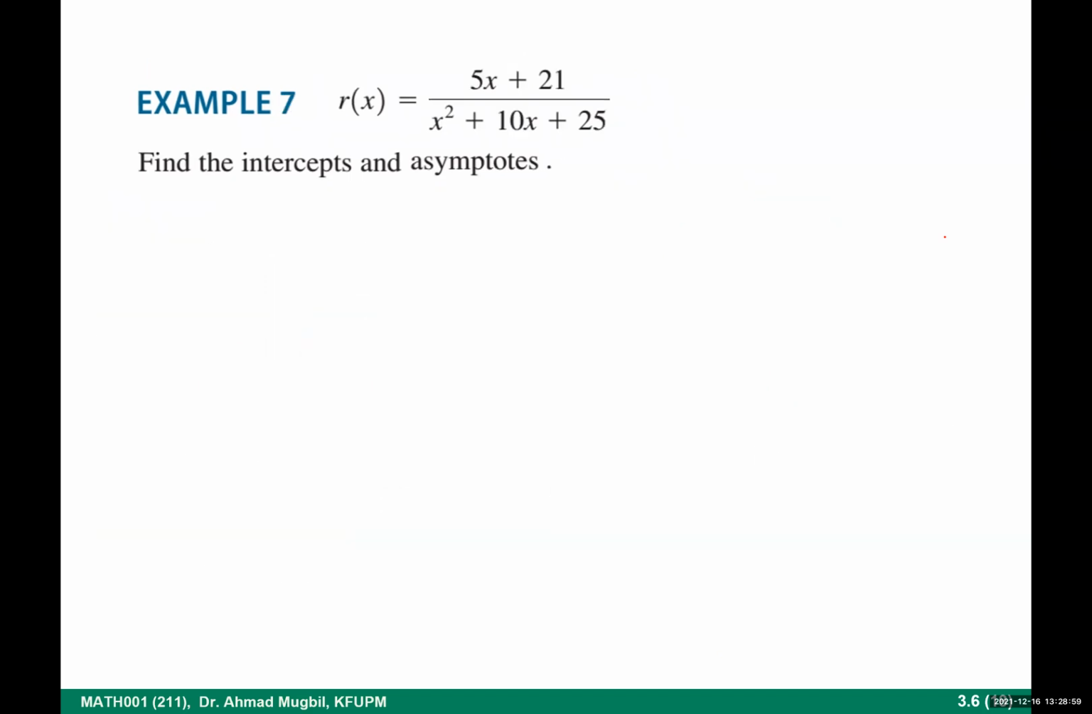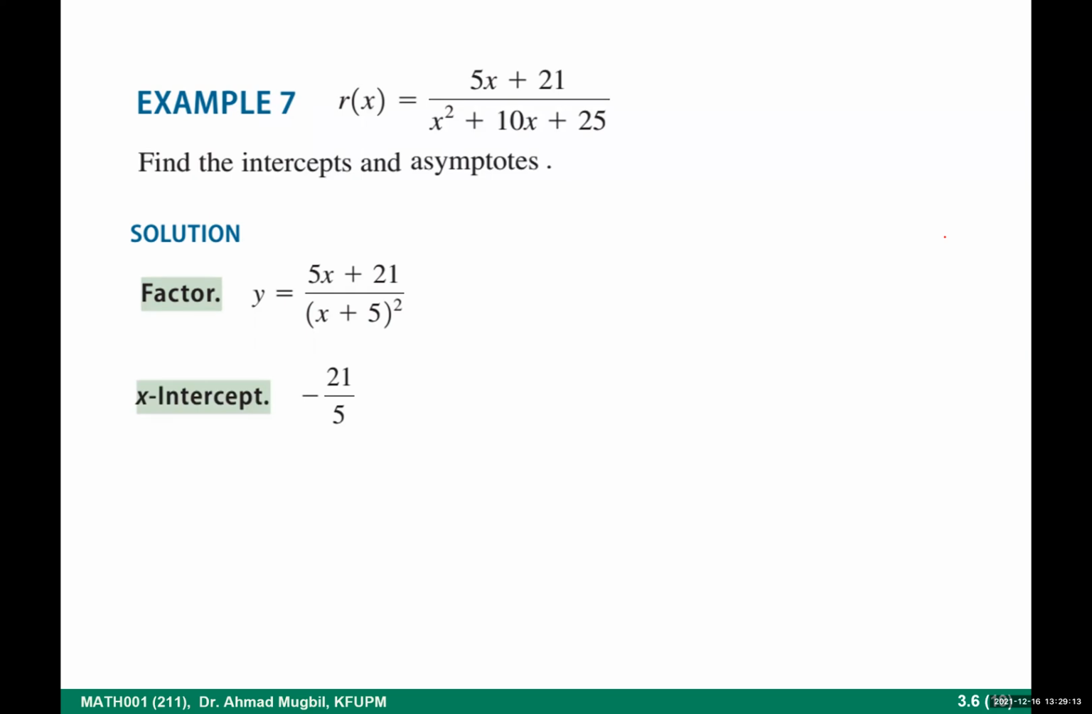What about this one? The x-intercept. First of all, what should you do? Factor first. X-intercepts. Negative 21 over 5. The zeros of the numerator. The y-intercepts. What if x equals 0? The leading coefficient over the leading coefficient.